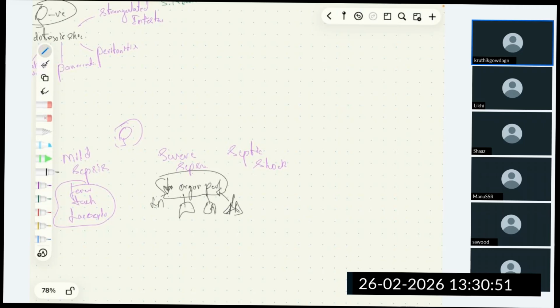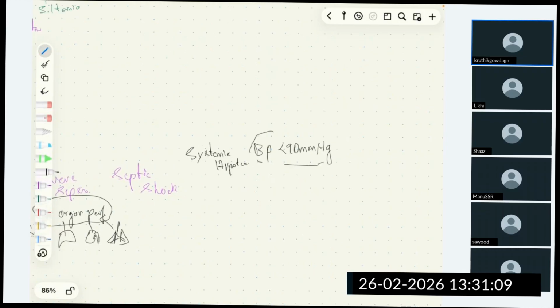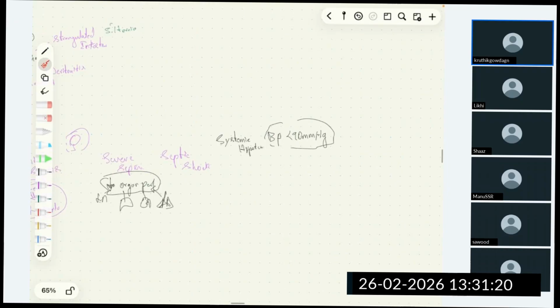What happens in case of septic shock? There is systemic hypotension. BP less than 90 mmHg in spite of adequate fluid therapy. There is severe organ dysfunction. We already know the organ dysfunction is present in severe sepsis also, but it is severe in case of septic shock.